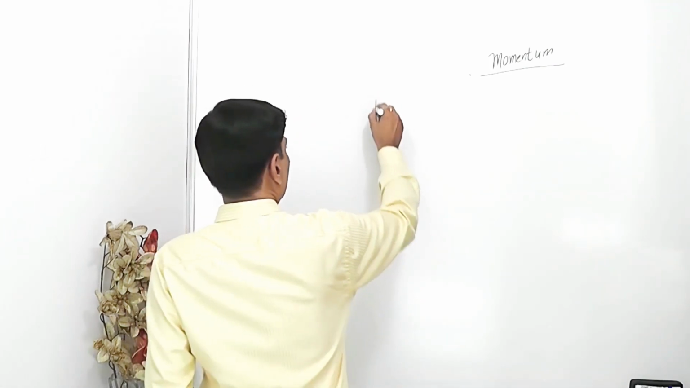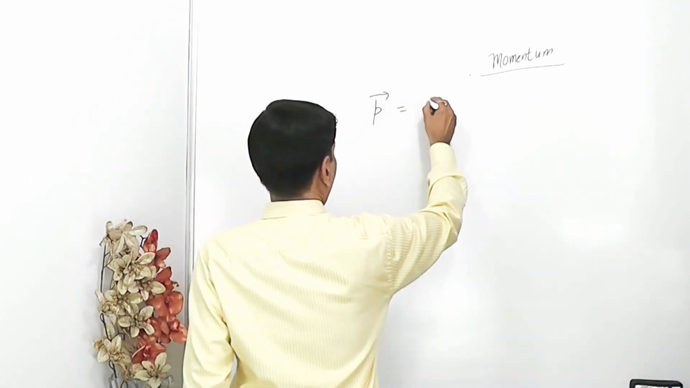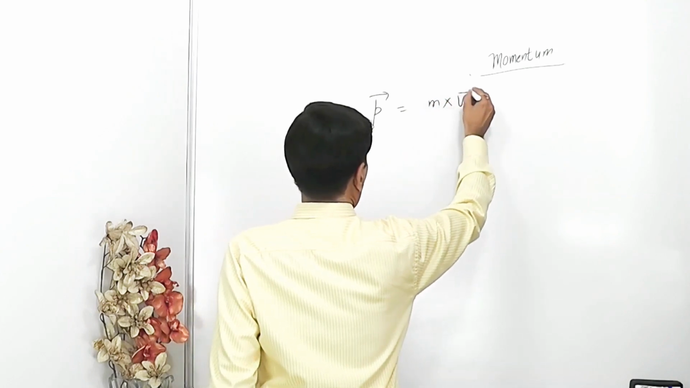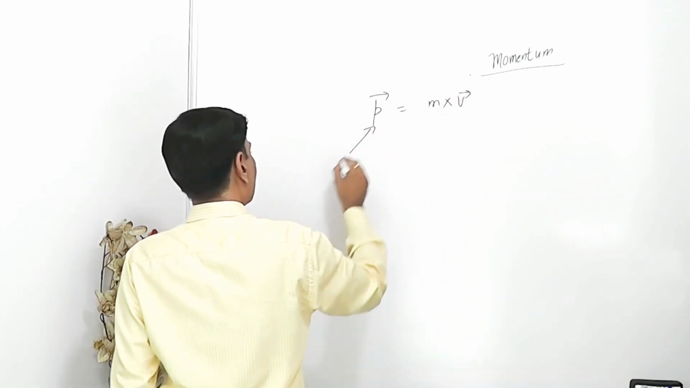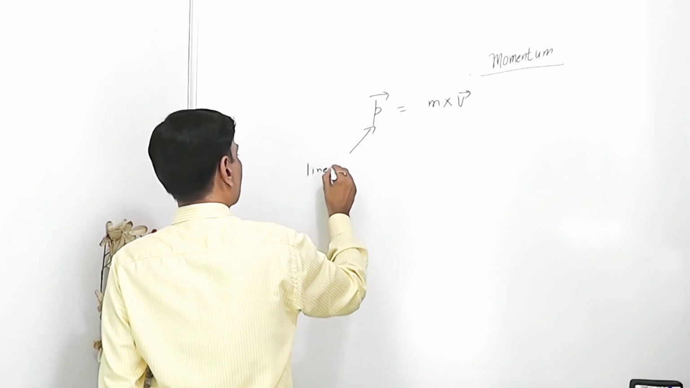Linear momentum is the product of the mass of the body and the velocity of the body. Velocity is a vector quantity, so momentum also becomes a vector quantity. It means momentum of a body has magnitude and also a direction. Linear momentum is denoted by P, and this is mass into velocity. So this P stands for linear momentum.